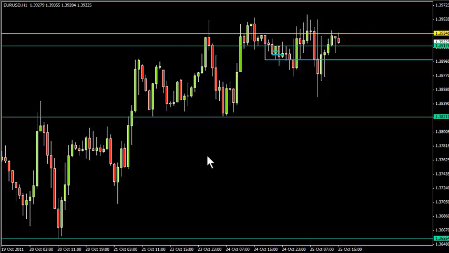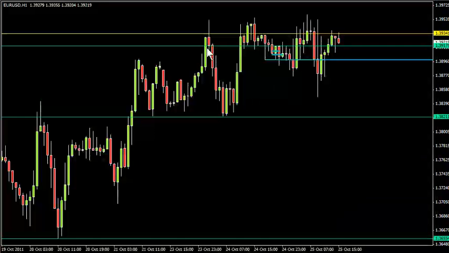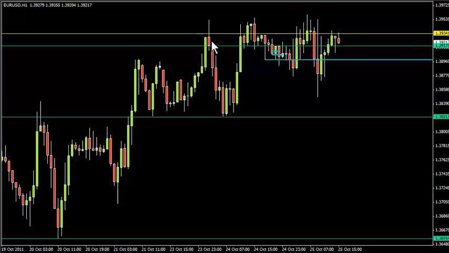Let me just bring it up here. There was a lot of uncertainty over whether the leaders would agree on a comprehensive plan to tackle the debt crisis this week. Investors took profit on its earlier rally, and that's the rally that I actually went short on right here. That's the rally that they're talking about.